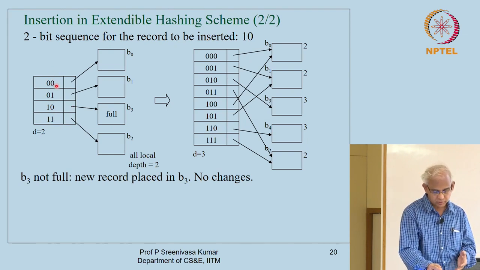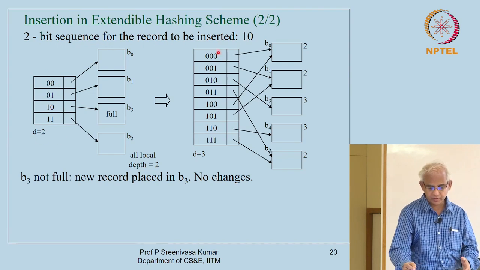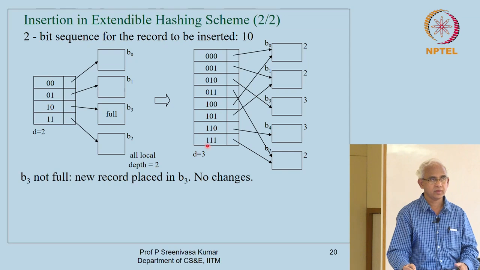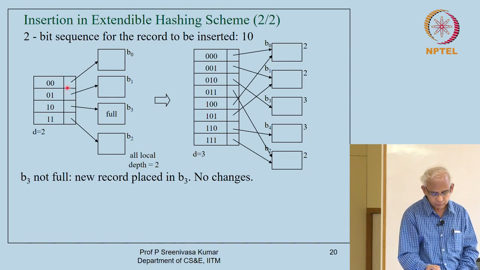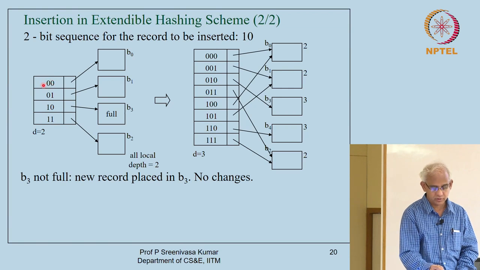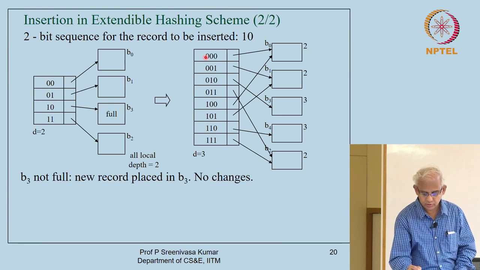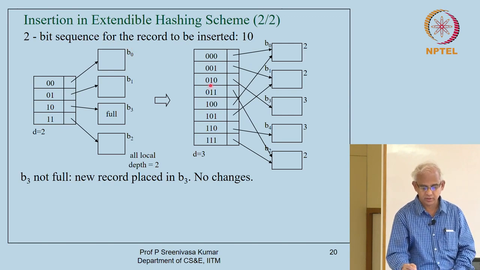So what we will now do is double the directory structure and bring 3-bit sequences into the picture. There will be 2 3-bit sequences that have 0 0 as the trailing sequence: 1 0 0 and 0 0 0. If you focus on 0 0 0 and 1 0 0, they will both now point to the same bucket B0. That is how we will map this to the new directory.